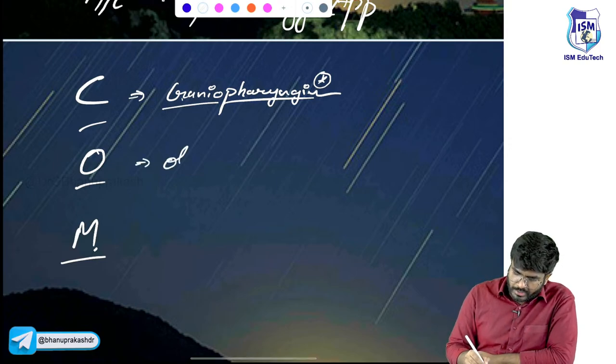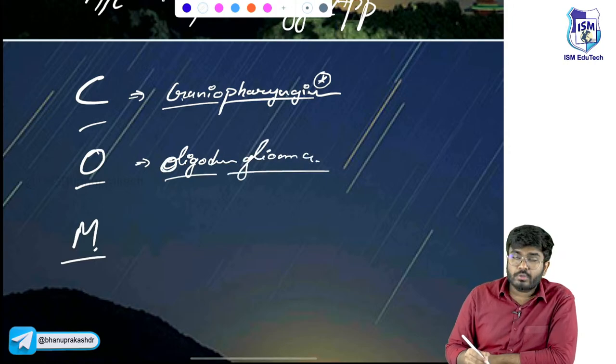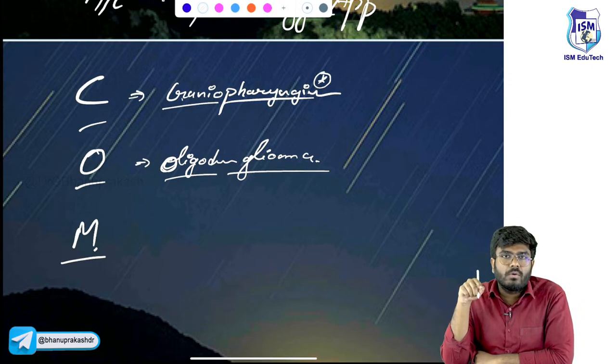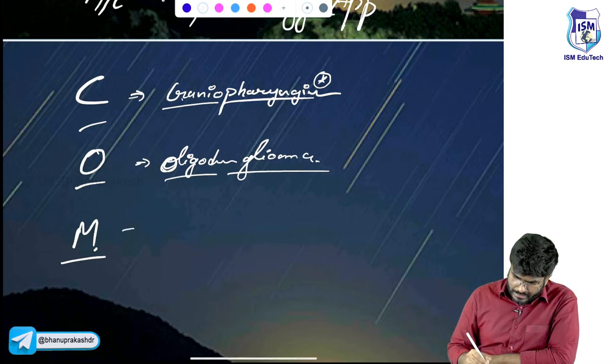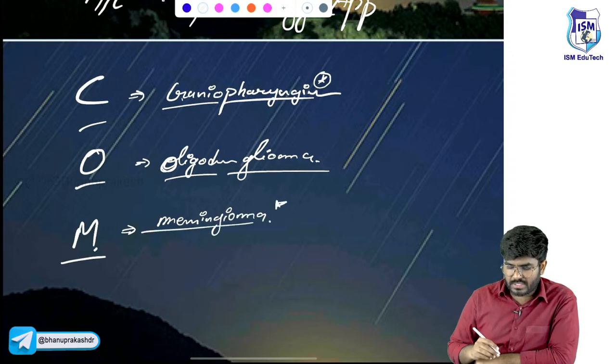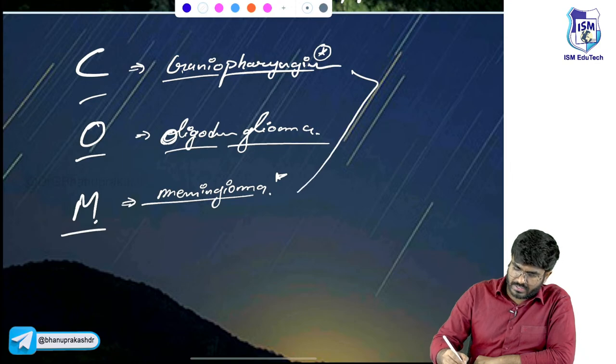O for oligodendroglioma. You should always remember O for that egg, fried egg appearance. And M for meningioma. So these are the important points: craniopharyngioma, oligodendroglioma and meningioma. In these three conditions, you can see calcifications.